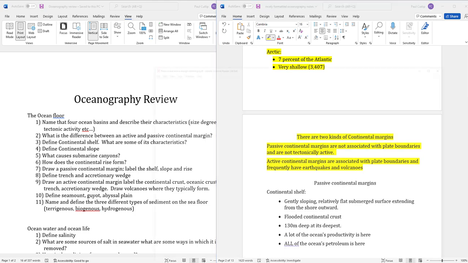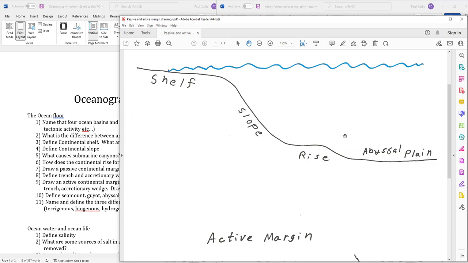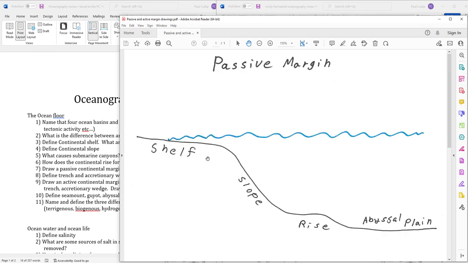We do have a couple drawings here of these, right? So this is a passive margin here with the shelf, the slope, the rise, right? And then the abyssal plain. So you've got continental crust out here, oceanic crust out here. This is what we have here off the west and east coast of Florida, for that matter.